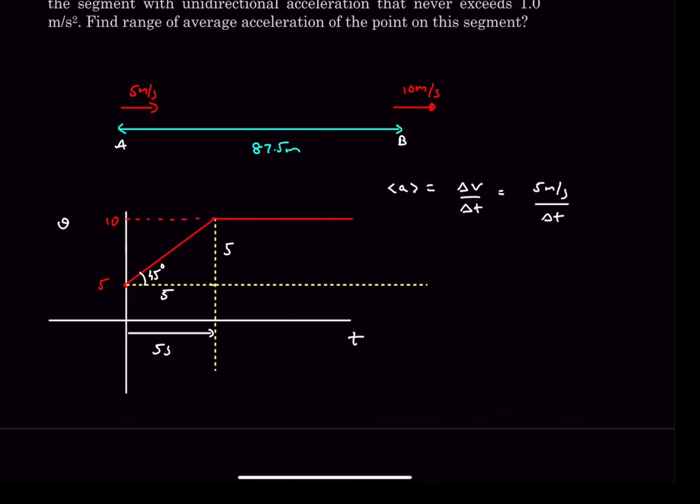We'll maintain the speed constantly at 10 meters per second till the distance of 87.5 meters is covered. Let's say the time taken to cover that distance is going to be t. We want to figure out this time t. This is also the minimum time taken, right? So let's just write it as t min.